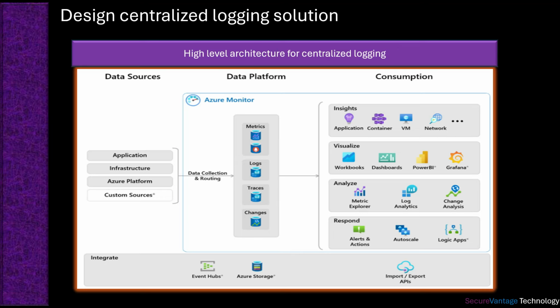The high-level architecture includes log data sources, data platform, and how collected logs can be consumed using various components of Azure Monitor. Data sources can include application logs, infrastructure logs, Azure platform logs, and custom sources. Application logs are logs generated by applications running in Azure, such as web apps, APIs, and services. These logs can include custom logs, error logs, and performance metrics.